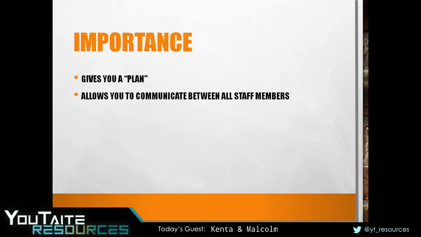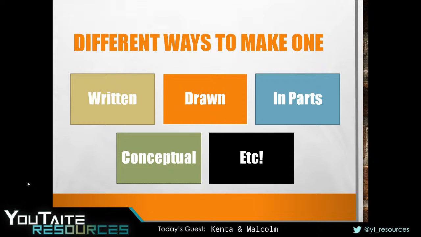Okay, so let's first go through different ways that you can make a storyboard. There are written storyboards for those who don't like to draw. I'll show you an example later. Drawn storyboards are probably one of the most common ones. You can make it in parts, which means you can do a mix of both written and drawn. You can chop up your video into different scenes and then just plan that part. You can also make a conceptual one, like squiggles, and that's enough for us.